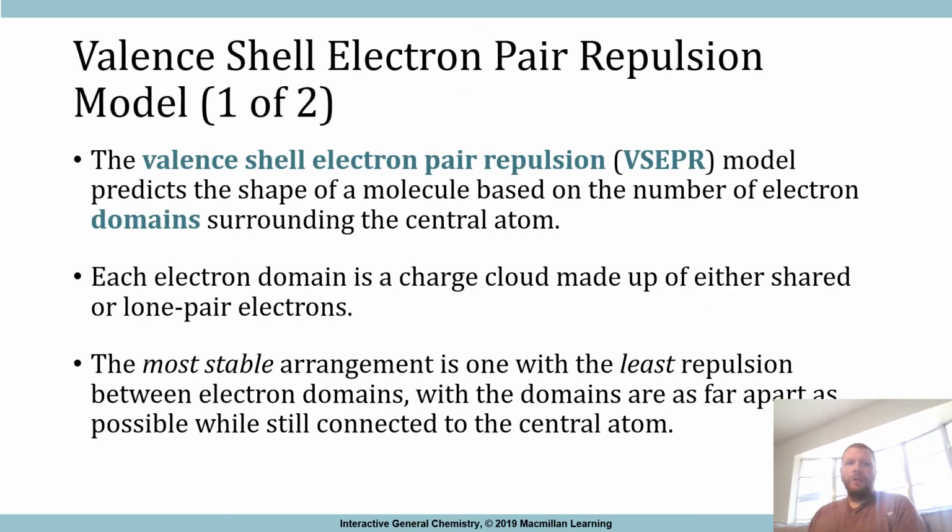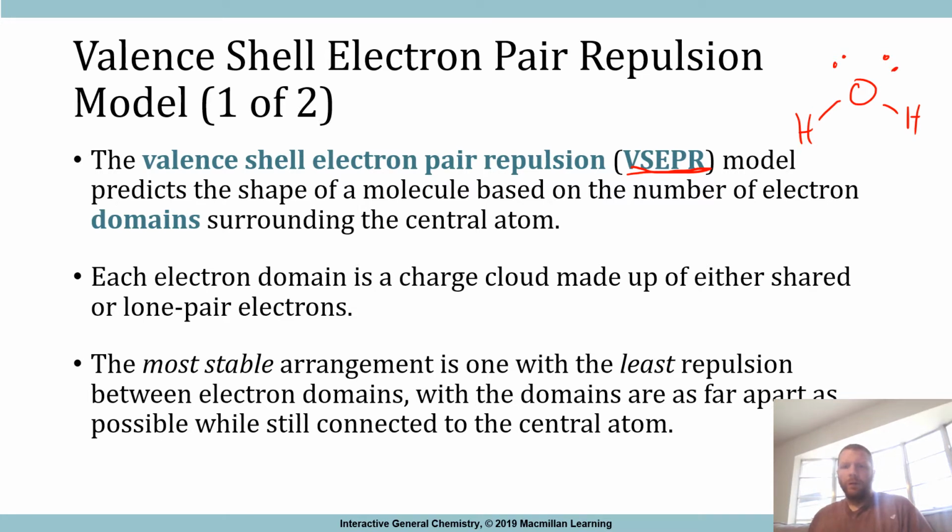So, valence shell electron pair repulsion model, or VSEPR model, predicts the shape of a molecule based on the number of electron domains surrounding the central atom. Okay, before we get into that, I want to show what constitutes an electron domain. So I'm going to draw water. We've got oxygen, hydrogen, and then water also has 2 lone pairs of electrons.